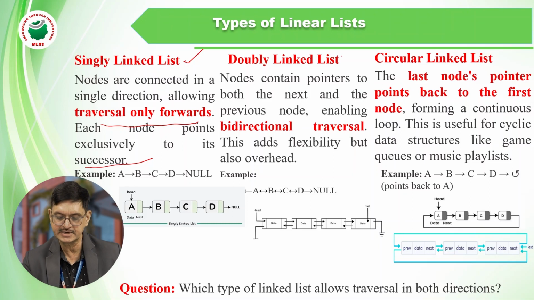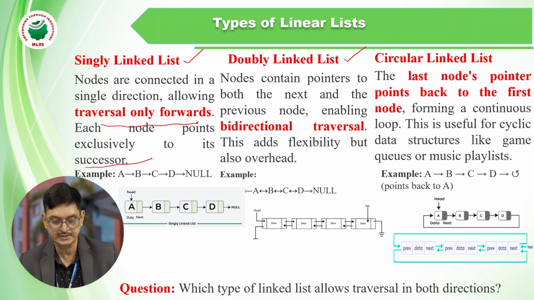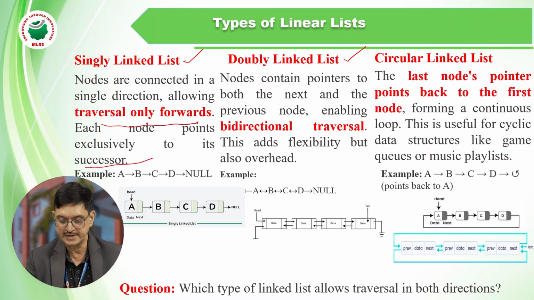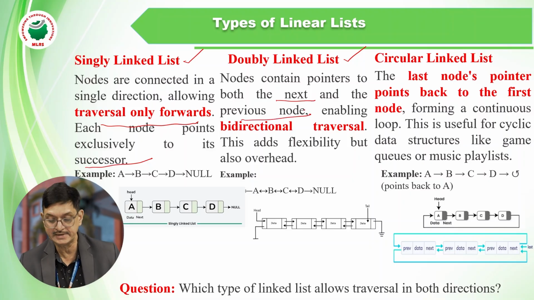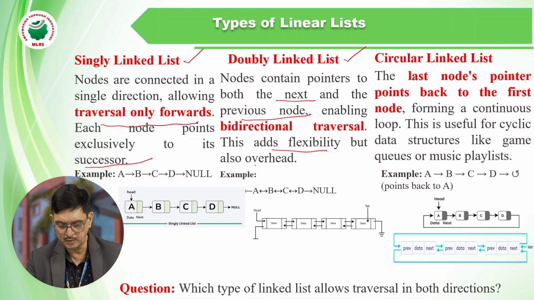The second type of list is the doubly linked list. Nodes contain two pointers instead of a single pointer like in the singly linked list. These two pointers represent the next node and previous node, enabling bidirectional traversal. That means we can move from the first node to the last node, or from the last node to the first node, in the forward or backward direction. This adds more flexibility, but it has a small overhead.